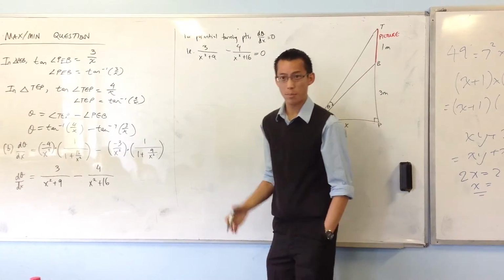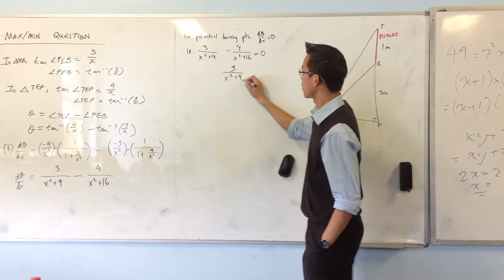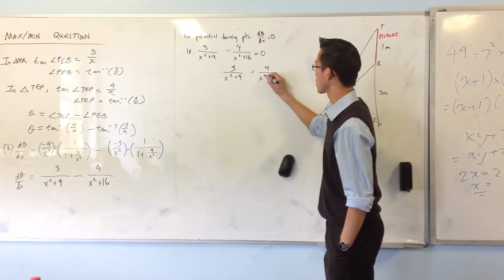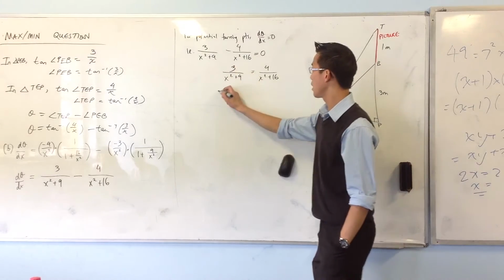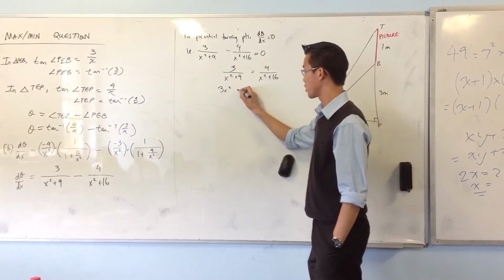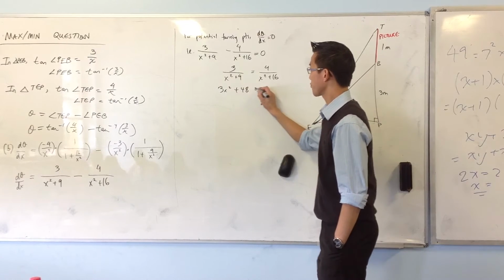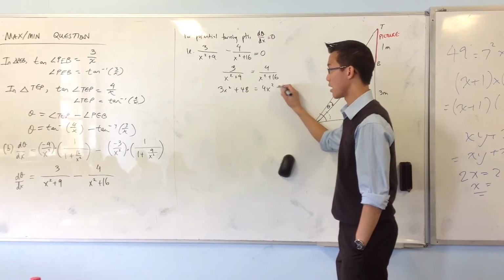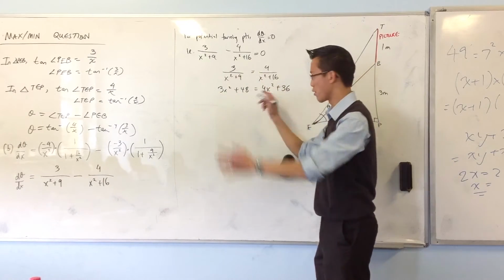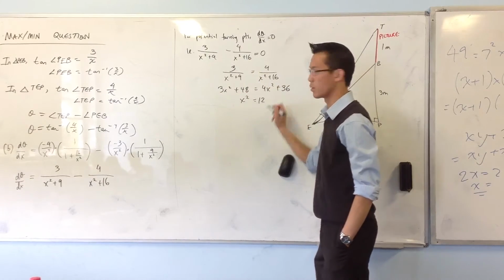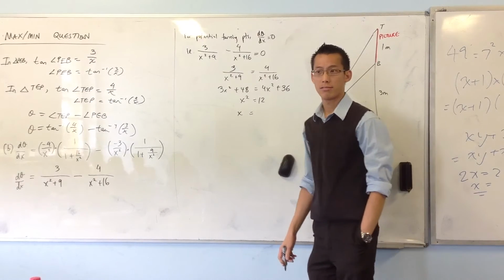Which at first looks terrible, but actually, when you get this on the other side, and as I will in a second, cross multiply, actually it works out really, really simple, right? What are we going to get over here? 3x squared plus 48. 4x squared plus 36. So if I bring everything around, x squared is equal to 12. Yes? Okay. Now what?